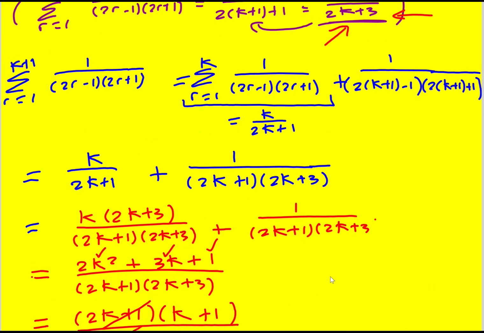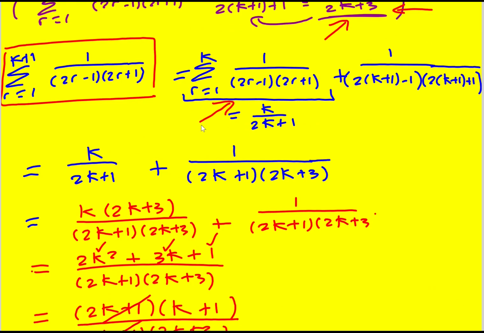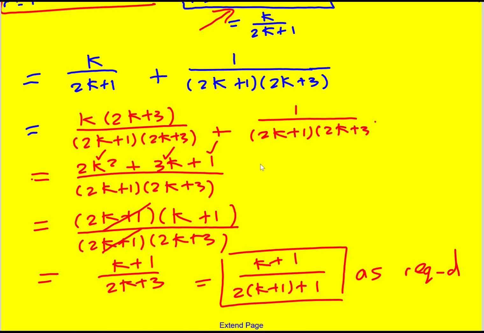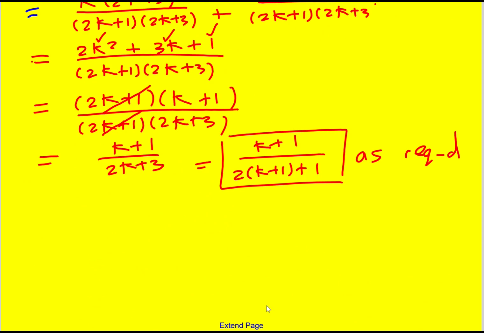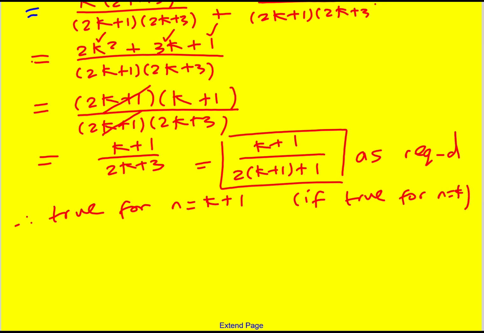Okay, so start on the left-hand side, used this result here that we've assumed, and we've got the required formula. So hence true, therefore true for n equals k plus 1, if true for n equals k. And I always write a little conclusion, so I just say n equals 1 true, and n equals k true implies n equals k plus 1 true.